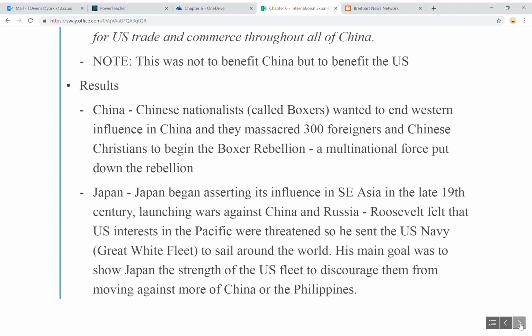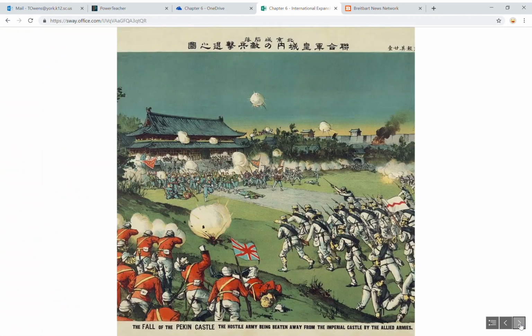And as the rebellion keeps getting bigger and bigger, they're also going to kill other Chinese who have adopted Western lifestyles. To put down the rebellion, there's going to be a multinational force that comes together, U.S., French, British, and they're going to put down this rebellion. And it was fairly violent, the actual putting down of the rebellion.